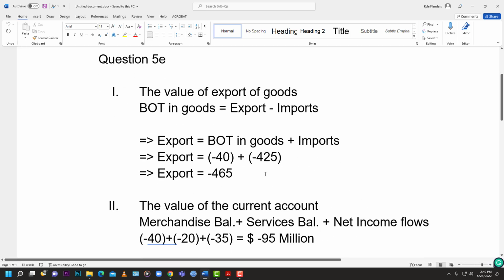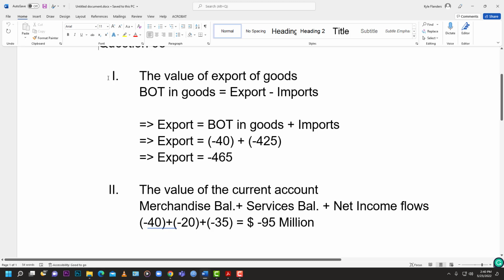Work backwards for this one. So the value of export of goods. Balance of trade in goods equals exports minus imports. So we know that exports equal balance of trade in goods plus imports. So you have to work backwards. You have to transpose.